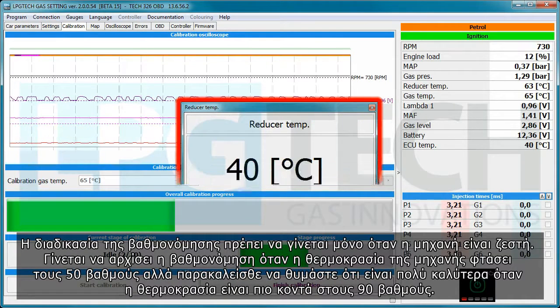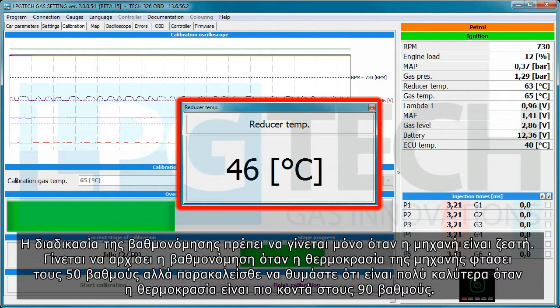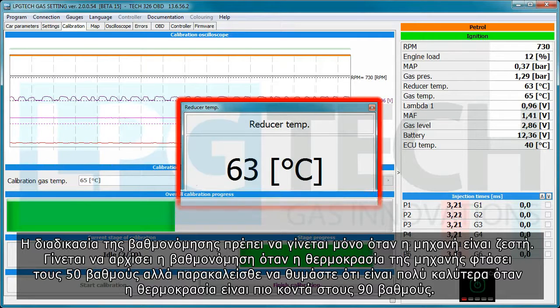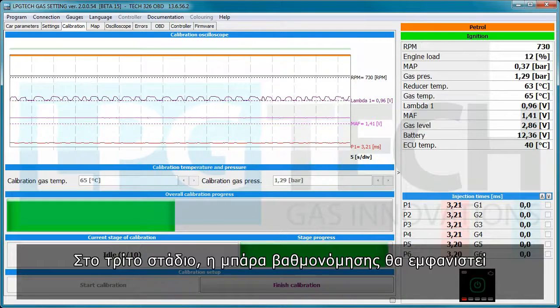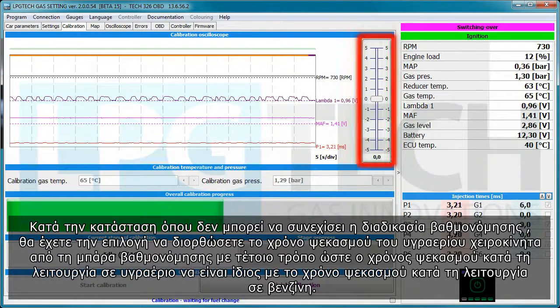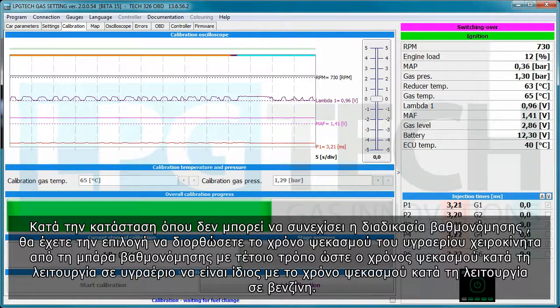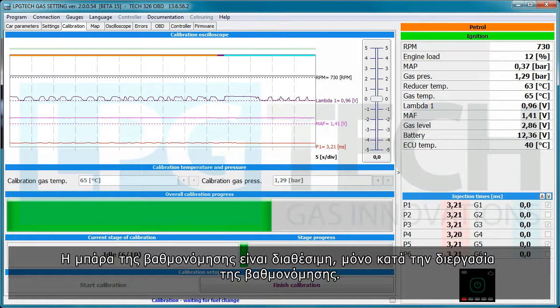The process of calibration should be carried out only if the engine is hot. It is possible to start calibration when the temperature of the engine reaches 50 degrees, but please remember that it's better when the temperature is closer to 90 degrees. In the third step a calibration slider appears. In the situation when you can't continue the calibration process, you will have an option to correct times of gas injection manually by the calibration slider in such a way that times of petrol injection during working on gas will be the same as the time of petrol injection during working on petrol. The calibration slider is available only during the process of calibration.